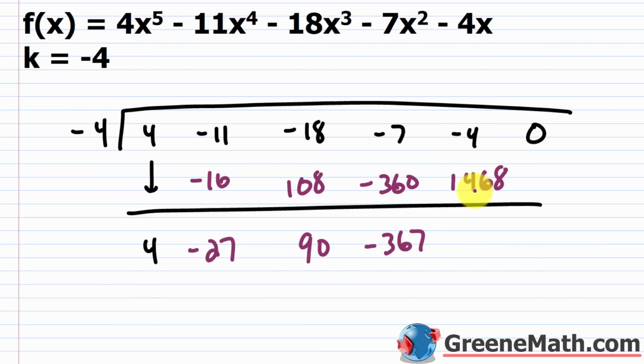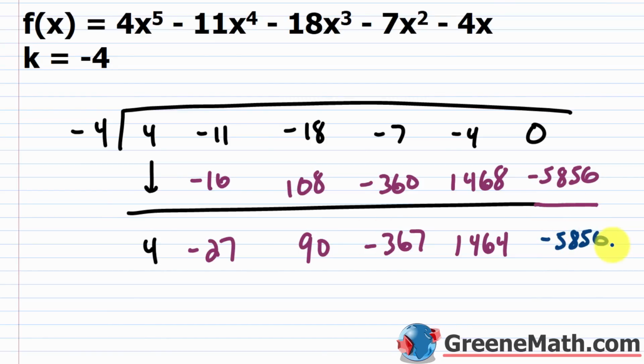1,468. Then negative 4 plus 1,468 would be 1,464. And then negative 4 times 1,464, that's going to be negative 5,856. Let me fix that 5 there. Let me extend this a little bit. So 0 plus this negative 5,856 would be negative 5,856.